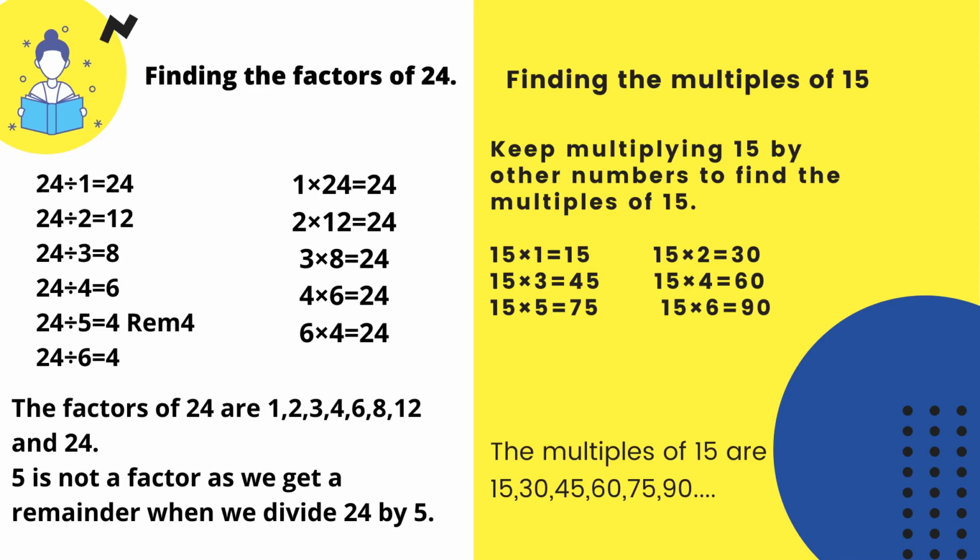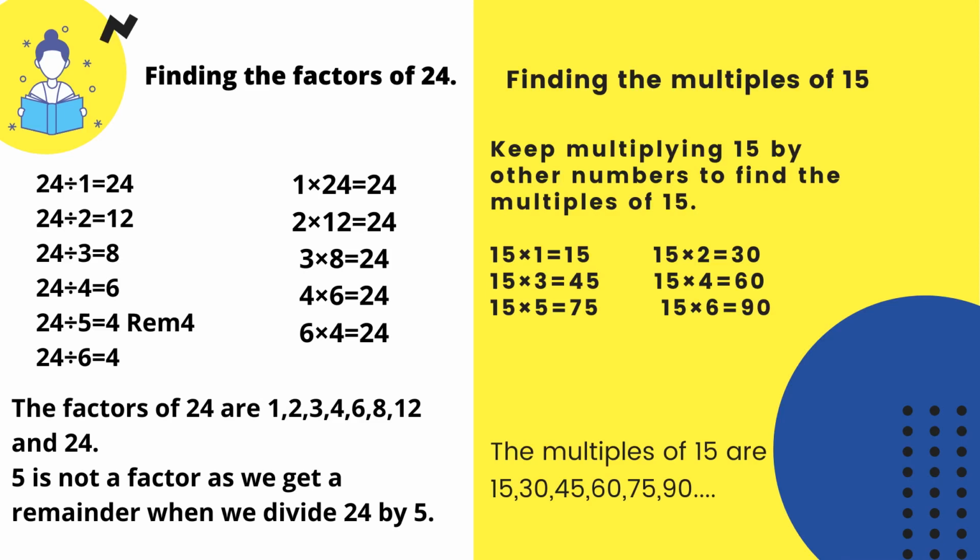24 divided by 1 gives us 24. On dividing it by 2 we get 12. Dividing it by 3 we get 8. 24 divided by 4 gives us 6. And 24 divided by 6 gives us 4. Hence we can say that the factors of 24 are 1, 2, 3, 4, 6, 8, 12 and 24. The smallest factor being 1 and the greatest being the number itself, 24.